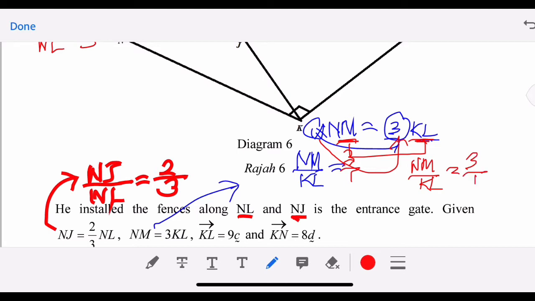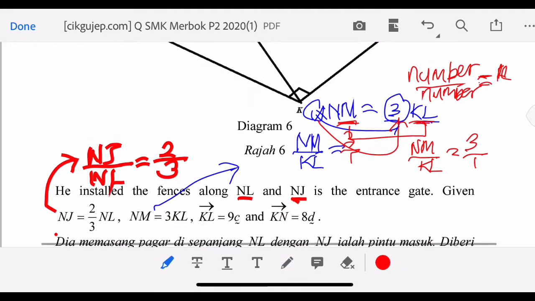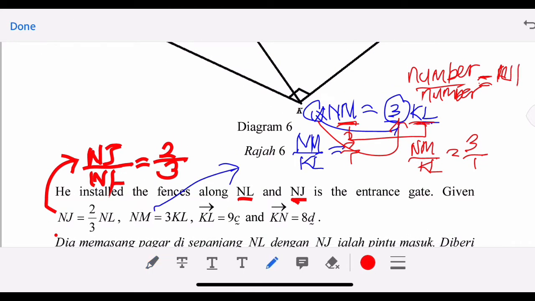Okay, so I write again, NM over KL is 3 ratio to 1. So we can go to line KL and line NM, and we label the numbers on the line segments. If you label clearly, then later when you solve the triangle law or parallelogram law, it will be very easy for you. You just follow the direction and the ratio. Again, I highlight to you, when you solve the ratio, numbers go to one side and letters go to the other side.